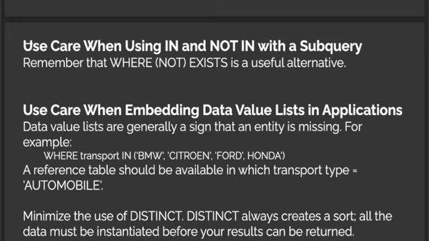Use care when embedding data value lists in applications. Data value lists are generally a sign that an entity is missing. For example, you can see where transport in, and then the vehicle names. The real objective in the where clause above is to determine whether the mode of transport is automobile, and not to identify a particular make. A reference table should be available in which transport type equals automobile.